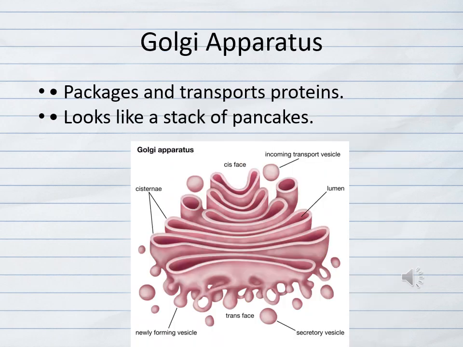Golgi apparatus. The Golgi apparatus looks like a stack of pancakes. It helps in packing and transporting proteins and other substances to different parts of the cell.